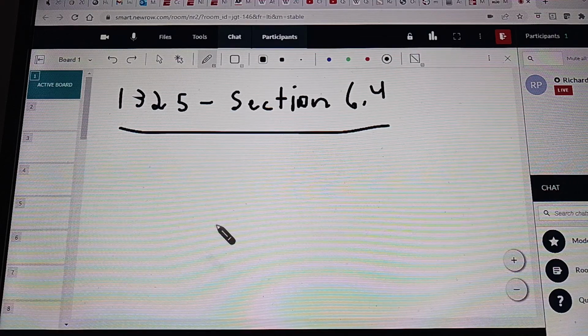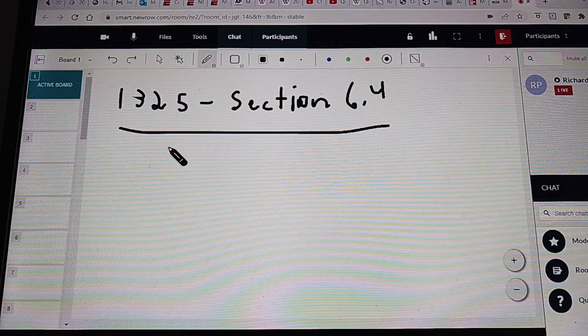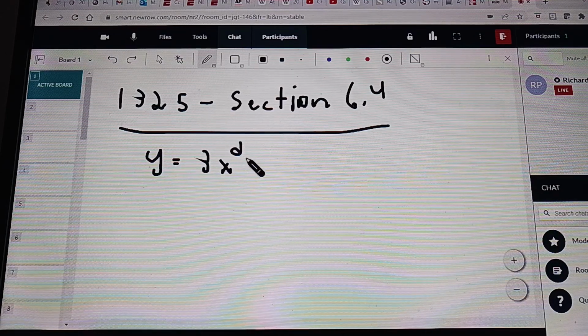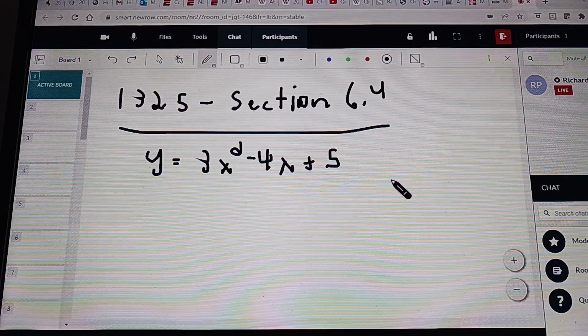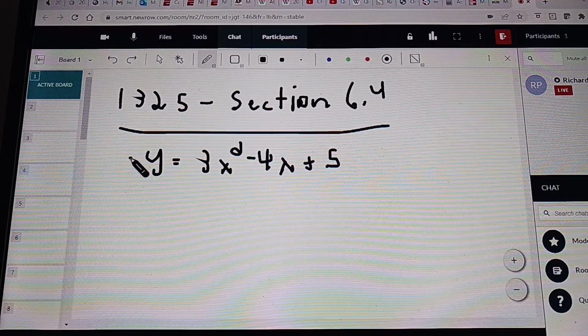Math 1325, we are up to section 6.4 today. This is called implicit differentiation. And the idea behind it is usually you start off with y equals, let's say, 3x squared minus 4x plus 5. We usually have functions of x, f of x, and f of x, remember, is the same thing as y.